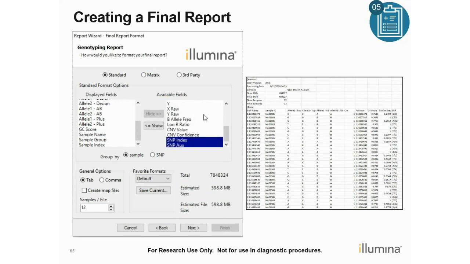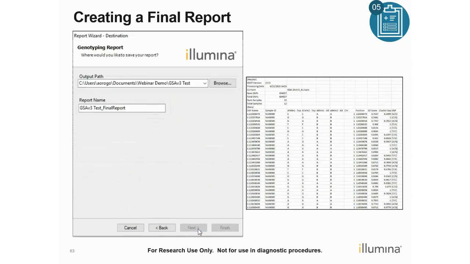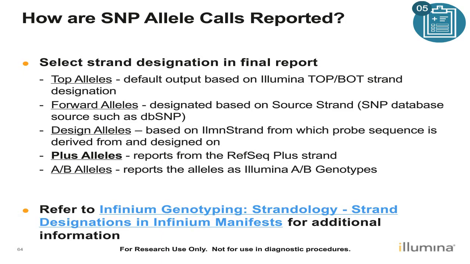You can group your report by sample or SNP, and you can create either a tab or comma delimited file and select the number of samples per file. Then you'll have to choose a folder to save it and enter a report name, and then you can click finish. It'll export a final report. You should be able to view the final report using either Notepad or Excel.